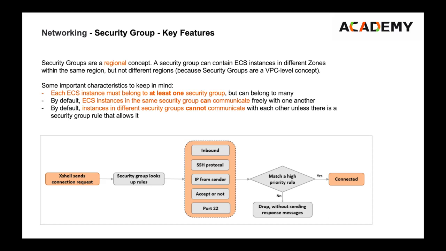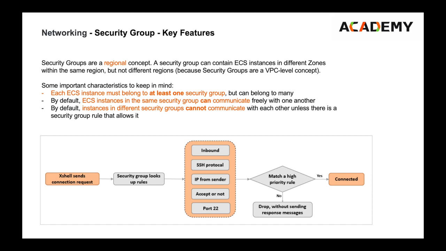Security groups are a regional concept. Just like a VPC, the security group can span multiple zones within a region. Each security group can contain multiple ECS instances, either in the same zone or in different zones. Each ECS instance you create has to belong to at least one security group. It can belong to more than one if you want, but it has to belong to at least one. And by default, ECS instances in the same security group can communicate freely with one another. But by default, instances in different security groups cannot communicate with each other.